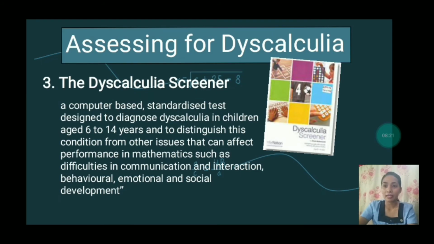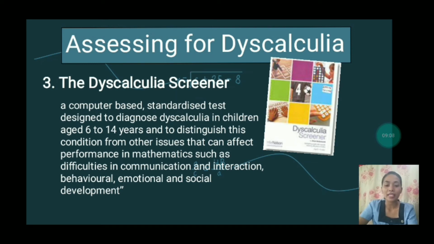is the dyscalculia screener. Dyscalculia screener, or DS for short, is a computer-based standardized test designed to diagnose dyscalculia in children aged 6 to 14 years and to distinguish this condition from other issues that can affect performance in mathematics, such as difficulties in communication and interaction, behavioral, emotional, and social development. It is user-friendly and uses tasks to determine pupils' proficiency in basic numeracy. It is administered on an individual basis, and each test takes about 30 minutes per child.